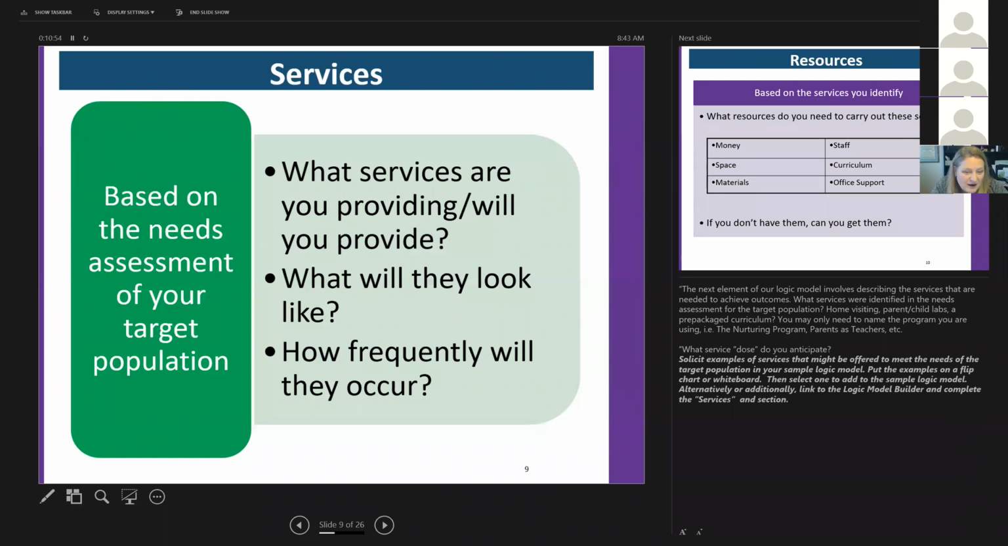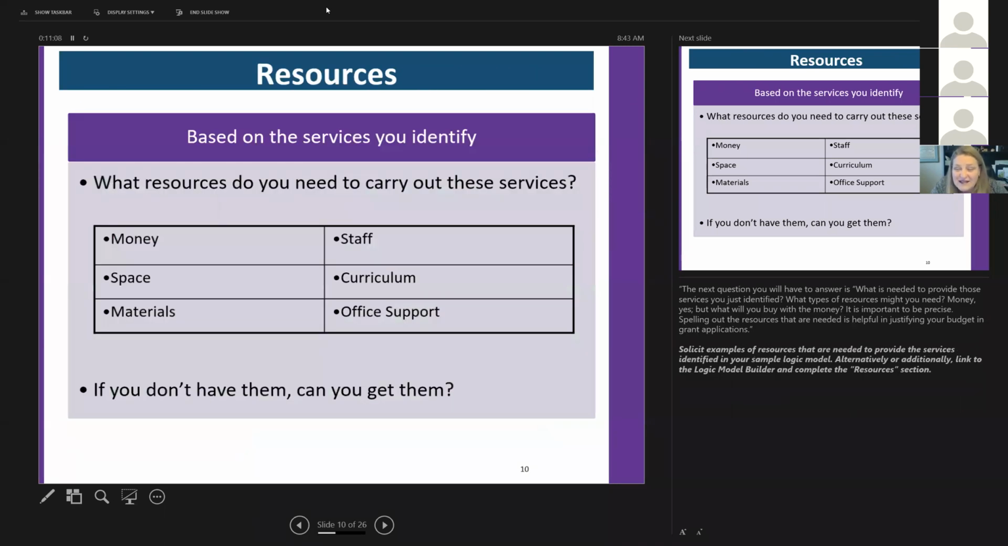Going to offer? What's it going to look like? Talk about dosage, talk about frequency, all of those pieces of the puzzle, and making sure you know what service it is that you're planning to offer to meet those needs of your target population. And what's it going to take to offer that, right?